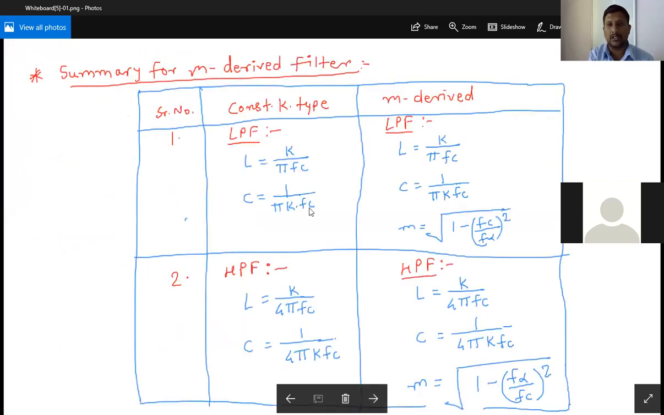Next, we saw one table in which we compared the formulas of constant K type low-pass and high-pass filters with M-derived low-pass and high-pass filters. The LC value formulas are the same. Only the special formula to calculate M will differ.